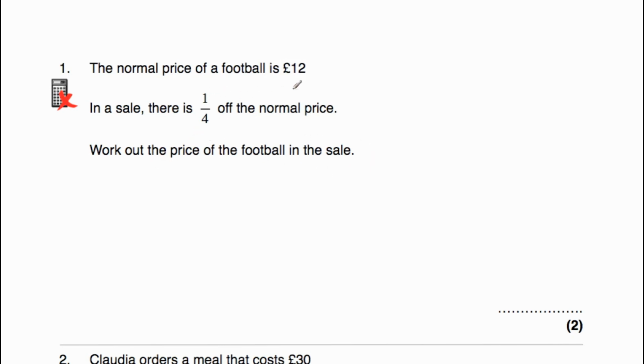So in this question, we want to reduce the price by a quarter. So let's first of all find a quarter of 12. And to find a quarter of a number, you just divide it by 4. So 12 divided by 4 is £3. So a quarter of 12 is £3. Now we need to take that away from the normal price. So £12, take away £3 is equal to £9. So that means the price of the football in the sale would be £9.